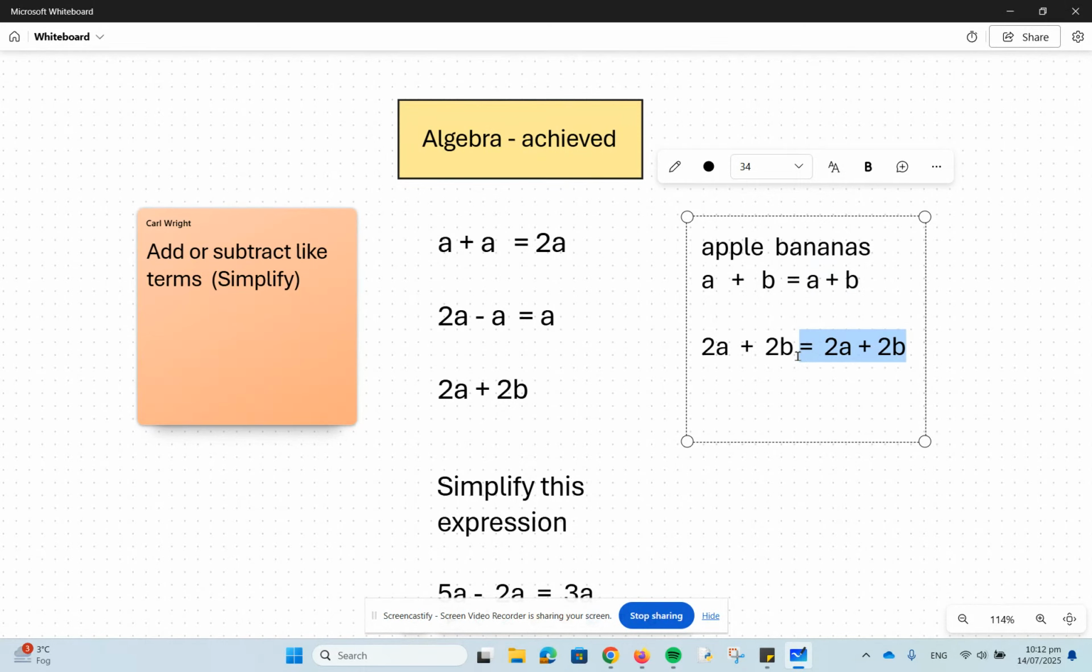And the same goes for this one here. If I've got 2 A's, remember that's just the same as saying A plus A. And I've got 2 B's, which is the same as saying B plus B. Can I simplify them? Well, is the letter the same? No, which means you can only say there's 2A plus 2B. You can't get it any simpler. Okay, so what is the rule? Remember, the letter has to be the same and the power has to be the same.